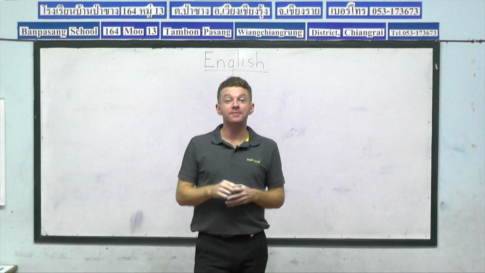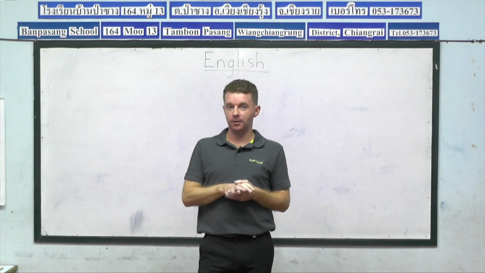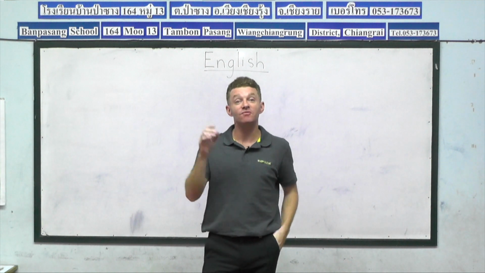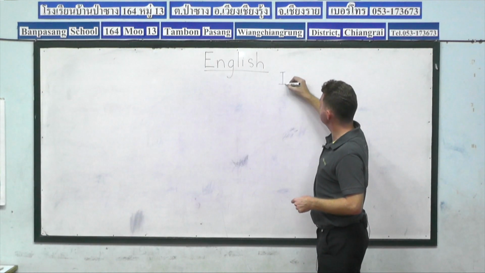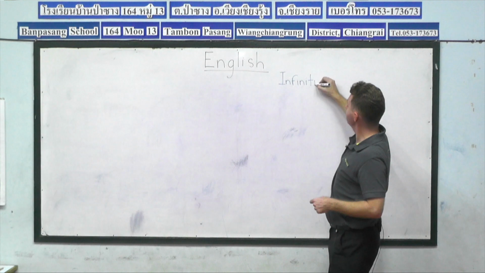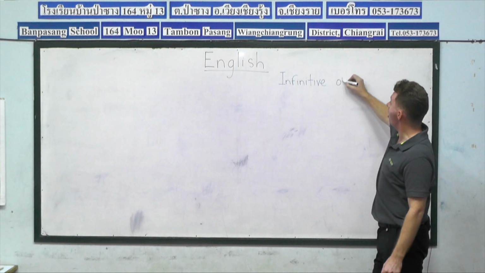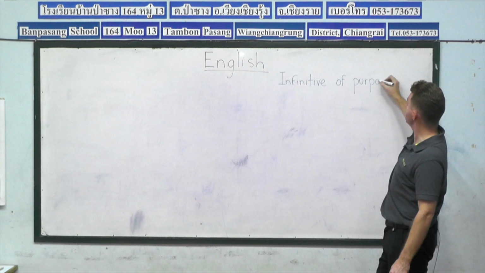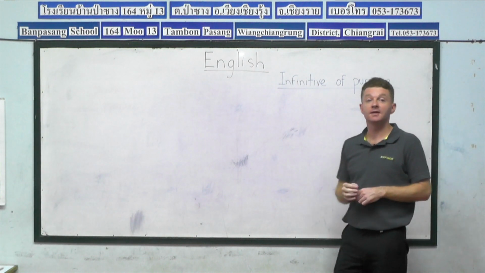So what we're going to do now is a board activity for our students to practice how to use the infinitive of purpose. So what we need first is a column on the board with some sentences that would be an infinitive of purpose. So first of all, guys, the phrase infinitive, I, N, F, I, N, I, T, I, V, E, of purpose, P, U, R, P, O, S, E. So altogether, infinitive of purpose.